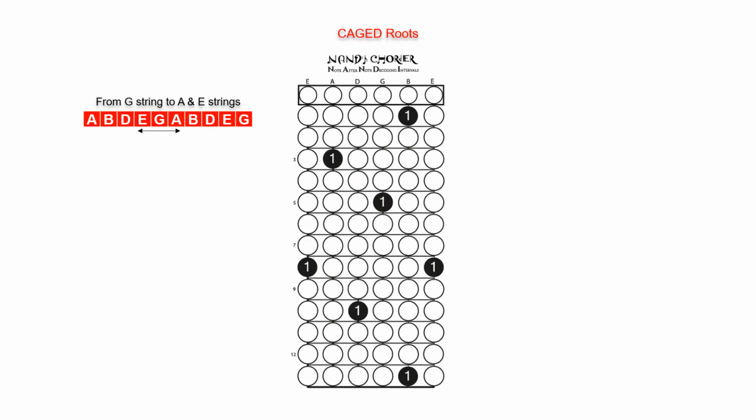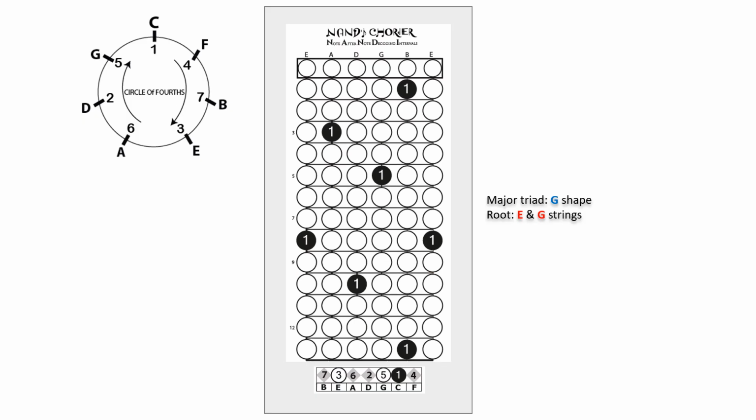Next, we'll connect 2 adjacent shapes, sharing the root on the G string. The A, a second above G, places the root 2 frets below, on the A string, while E, a minor 3rd below G, places it 3 frets higher, on both the E strings. Observe the path to the chord tones, in the C major triad, found in the G shape.